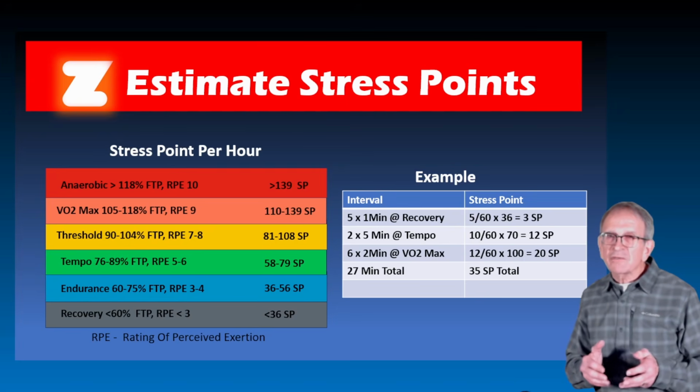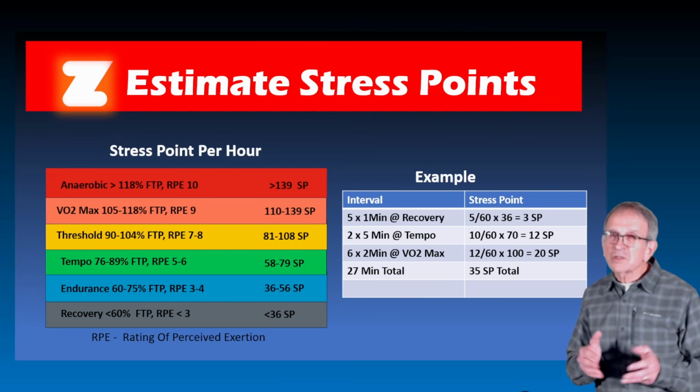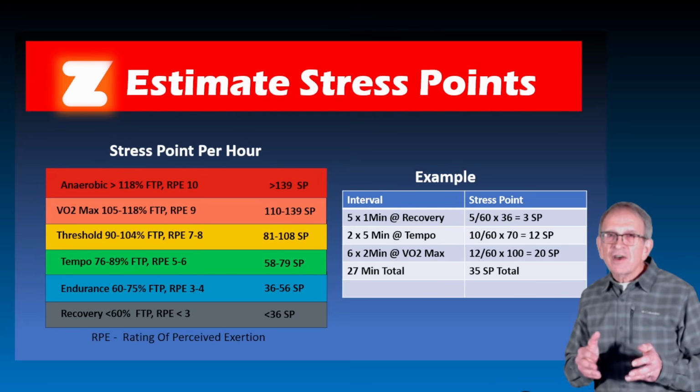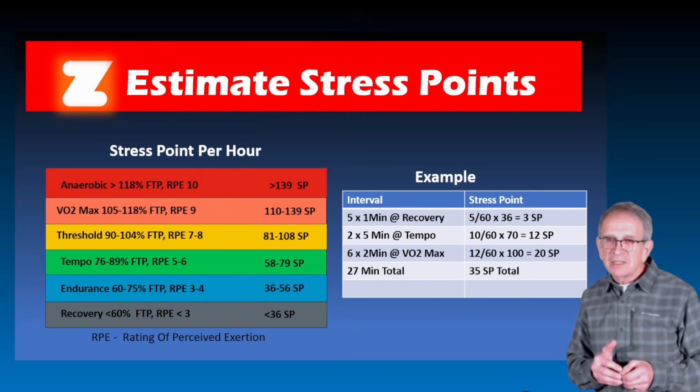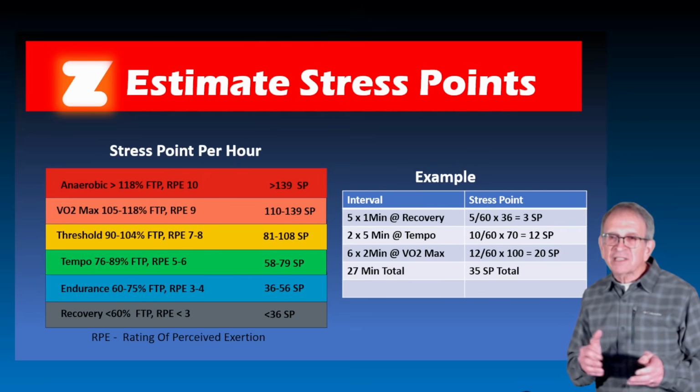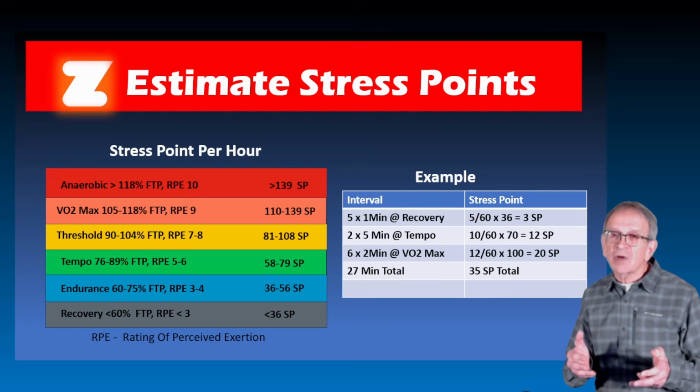So let's look at an example of a short interval workout. The full workout is only 27 minutes, and it includes 5 times for 1 minute at the recovery level. So 5 divided by 60 minutes times 36 stress points per hour for recovery gives you 3 stress points. And then 2 times 5 minutes at the tempo level, and we do that calculation, gives us 12 stress points. And then 6 times for 2 minutes at VO2 max gives us 20 stress points. So for that whole 27-minute ride, we get 35 stress points.